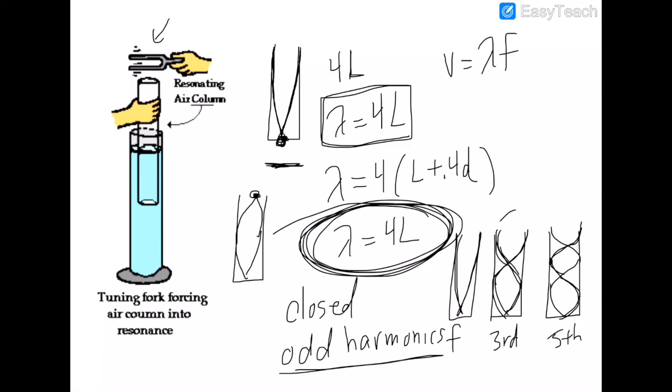And the reason is because you always have a node on one end and an antinode on the other. It's kind of called the law of odd nodes. Okay, so you can only get odd harmonics with closed tubes.